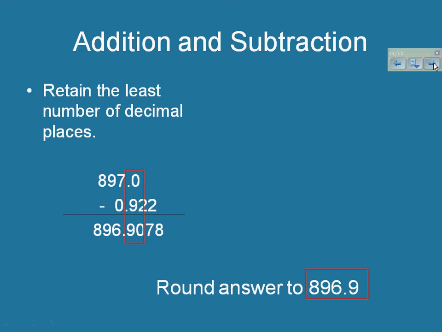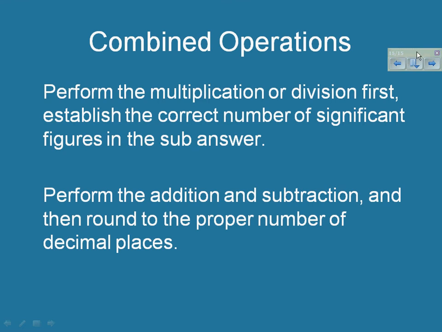Last slide. If you have to do a combination of operations, perform the multiplication or division first and establish the correct number of sig figs in the sub-answer, and then perform the addition and subtraction, and then round to the proper number of decimal places. That's it for the review. So, if you need more help, let me know.